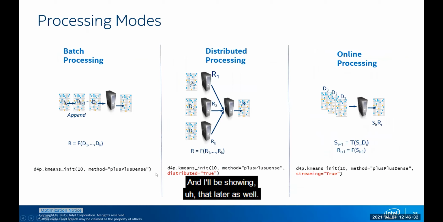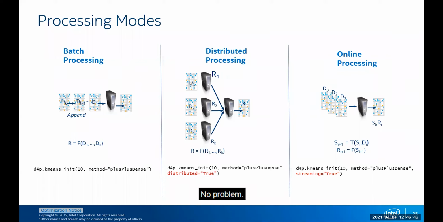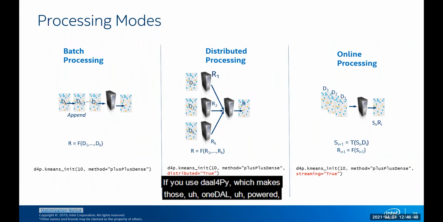And I'll be showing that later as well. Now, say that's not enough. Well, running linear regression in batch processing mode is great, even with the optimizations, but that's not enough. What can I do? No problem. You can use daal4py, which makes those oneDAL powered optimizations in scikit-learn a reality.